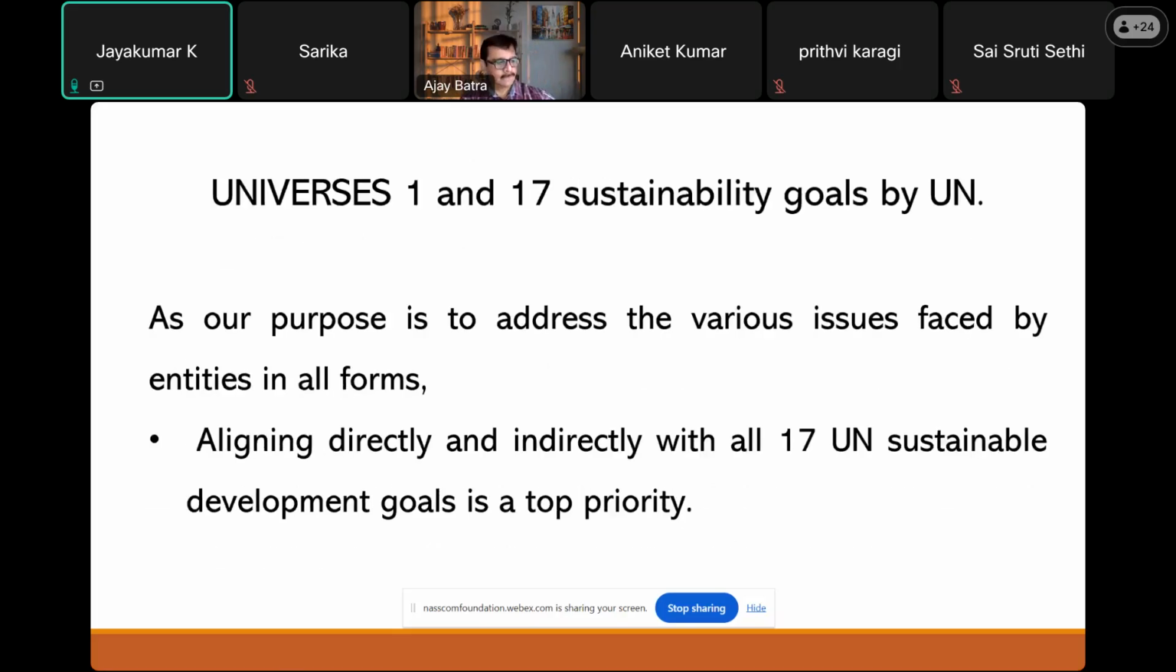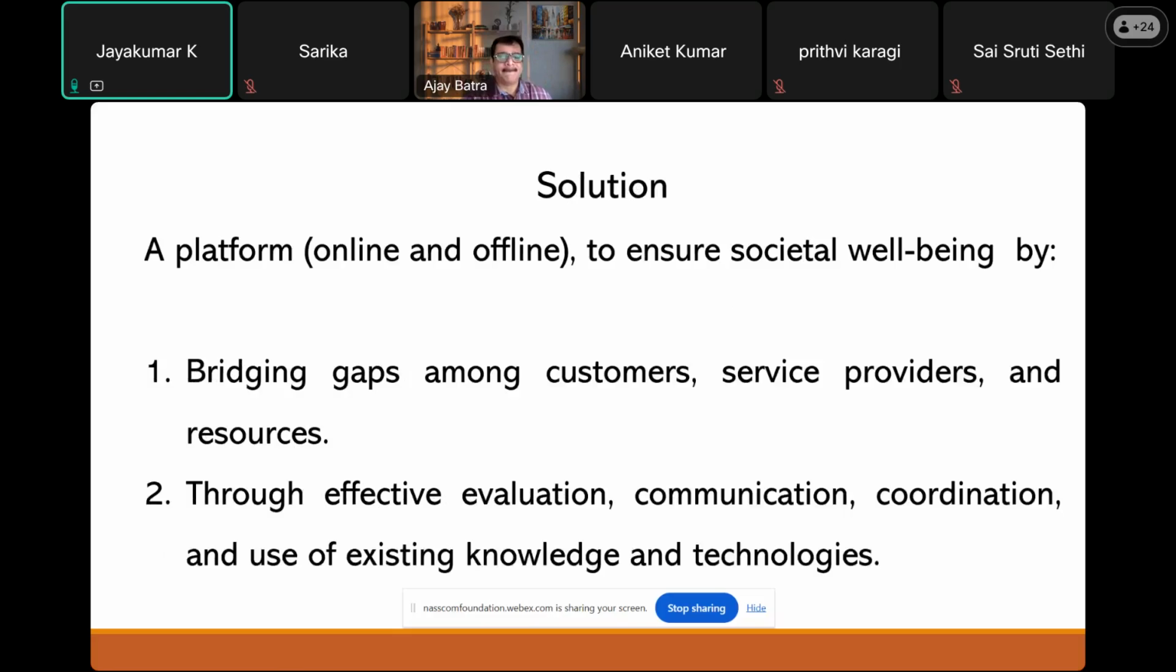Then the solution is a platform, online and offline, to ensure societal well-being by bridging gaps among customers, service providers, and resources through effective evaluation, communication, coordination, and use of existing knowledge and technologies. So there is an online app, and offline maybe offices, something like that. If we are dedicated to our purpose, there is a good chance of bridging the gaps and ensuring comprehensive stakeholder satisfaction.